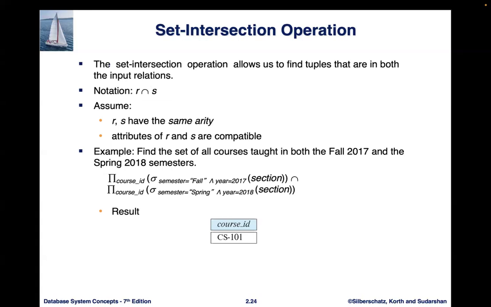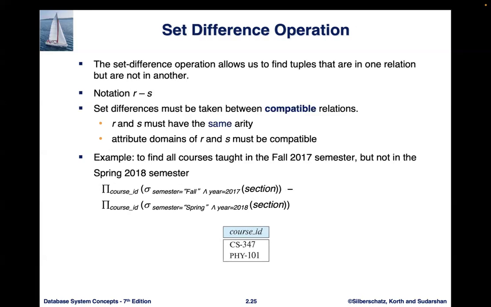Similarly, the set intersection gives us the opposite result. It gives us only those courses that were taught in both fall 2017 and spring 2018 respectively. So that's CS 101. This was taught in fall of 2017 and spring of 2018. So this is the set intersection operation. This is similar to what we learned in the math courses. So union operation, intersection, and there's this operation called the set difference operation.